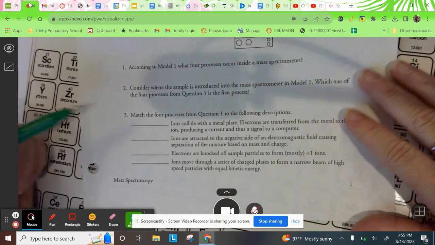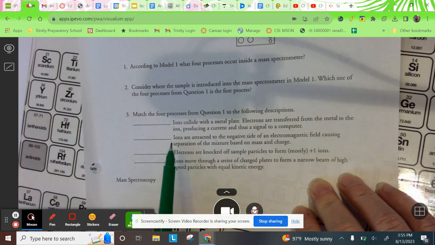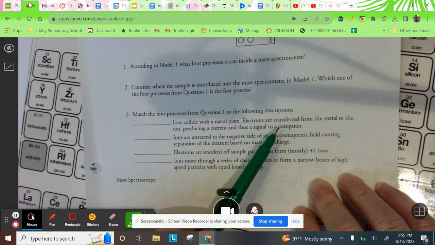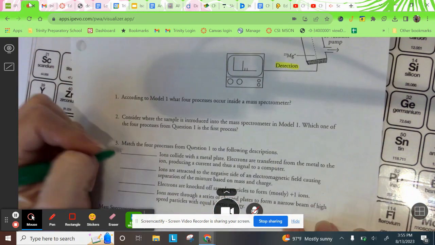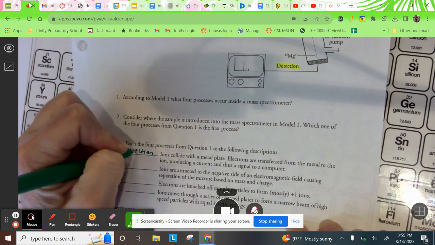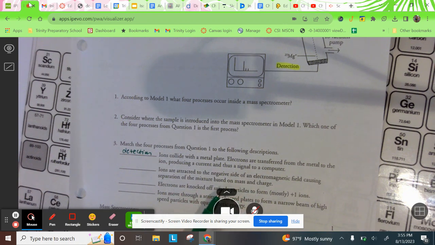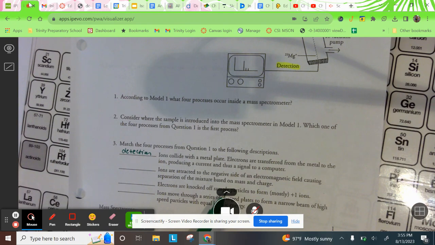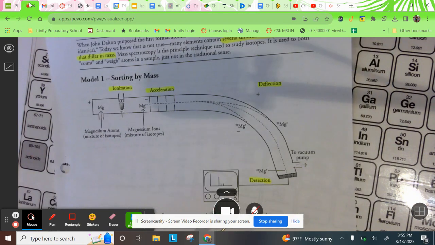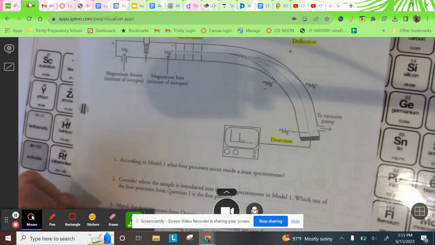The first one says, ions collide with a metal plate. Electrons are transferred from the metal to the ion, producing a current, thus a signal to the computer. Because it's signaling to the computer, that's indicating it's a detection, so I'm putting that there. Ions are attracted to the negative side of an electromagnetic field, causing separation of the mixture based on mass and charge. You can see here in the picture that we have a separation of charges, and that's happening at the deflection.